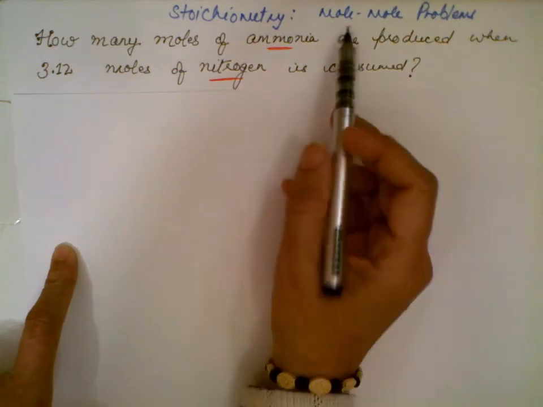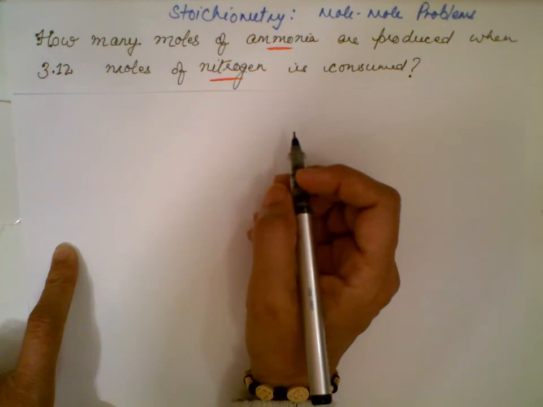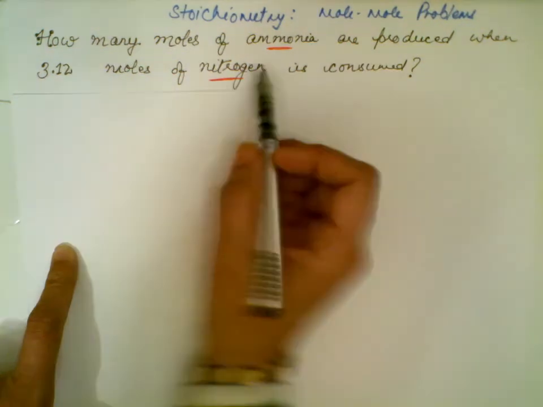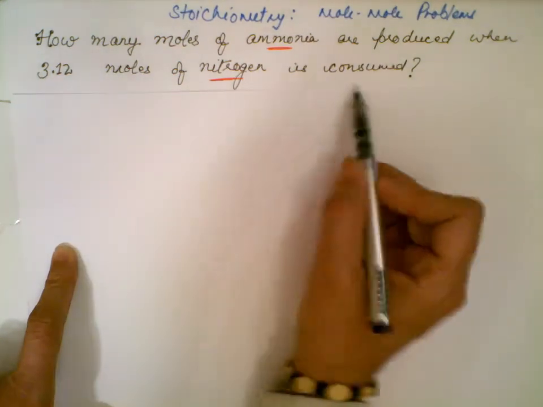In this video we are solving mole-mole conversion problems, converting moles of one substance to the moles of another substance. Here is our first problem. How many moles of ammonia are produced when 3.12 moles of nitrogen is consumed?